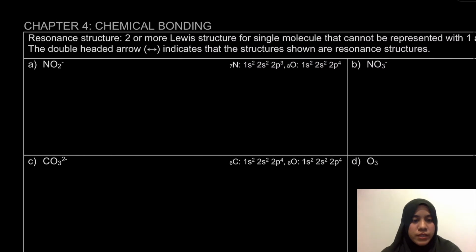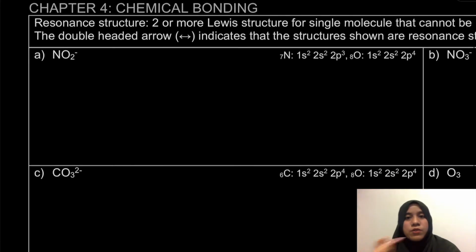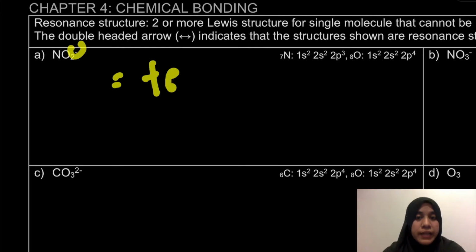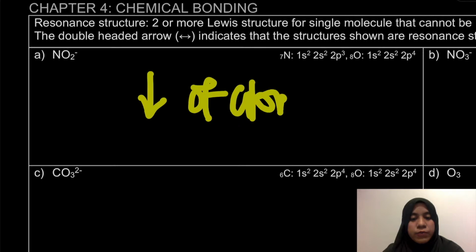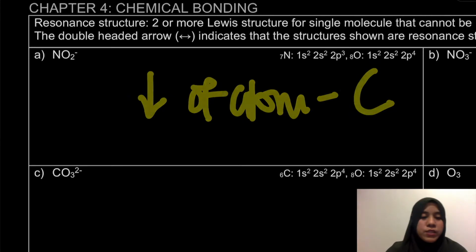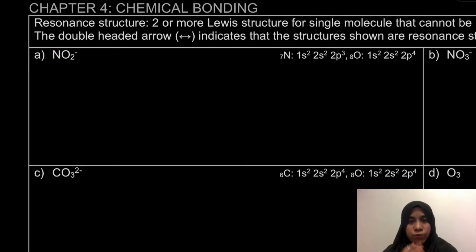Example first one is NO2 minus. So, okay, what we're going to do is actually draw the Lewis structure. I believe this one Miss can speed up. Only here, remember, since it is negatively charged, when we count the total valence electrons, for the negative charge we are going to add electrons. And then for the center, remember, the least number, the lowest number of atom, that will be our center. Okay, so which is our nitrogen. So the rest Miss can speed up.